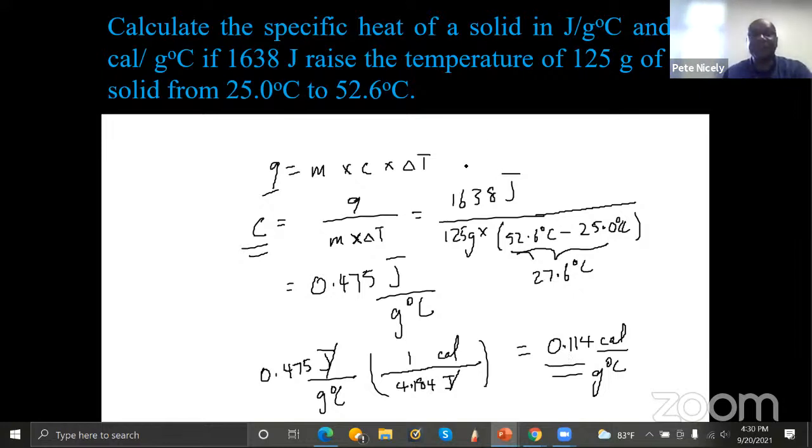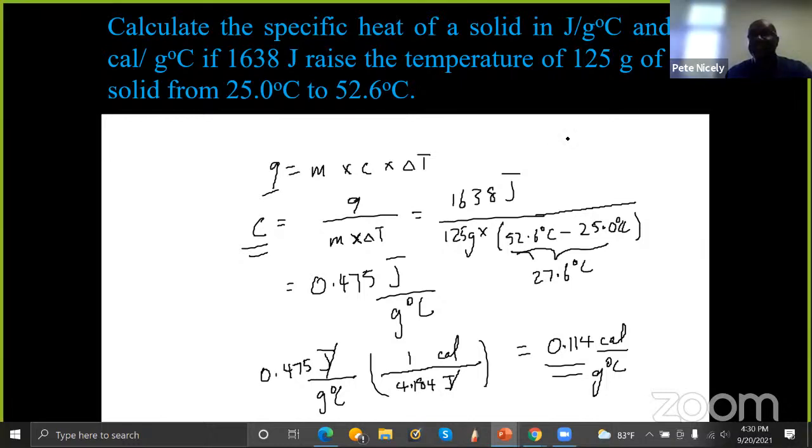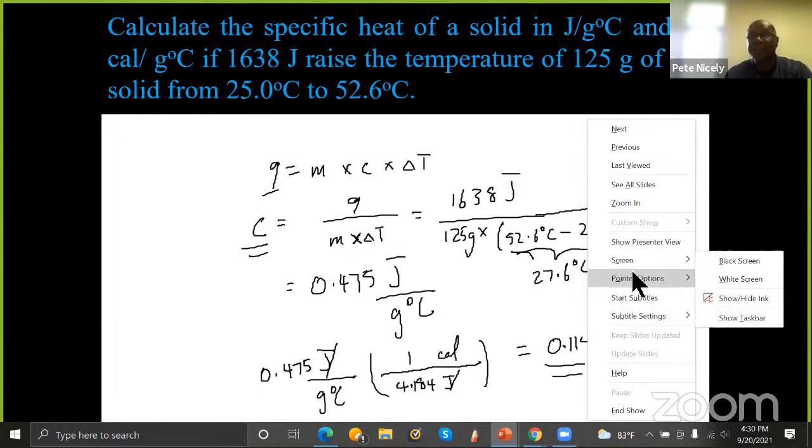Any questions? Okay, so let's move on. I think I have another example coming up. Again, this thing is not cooperating with me.